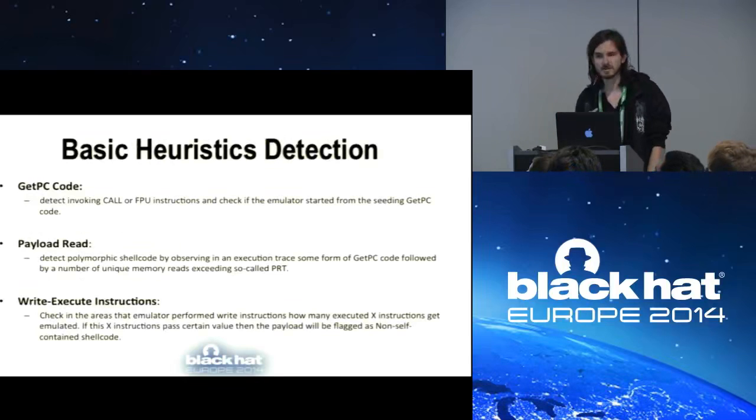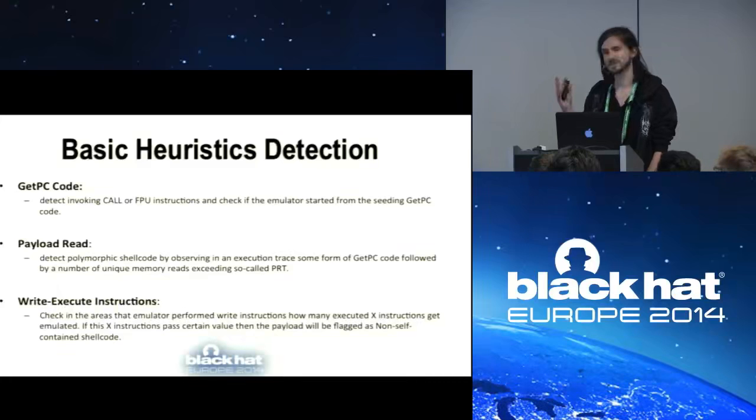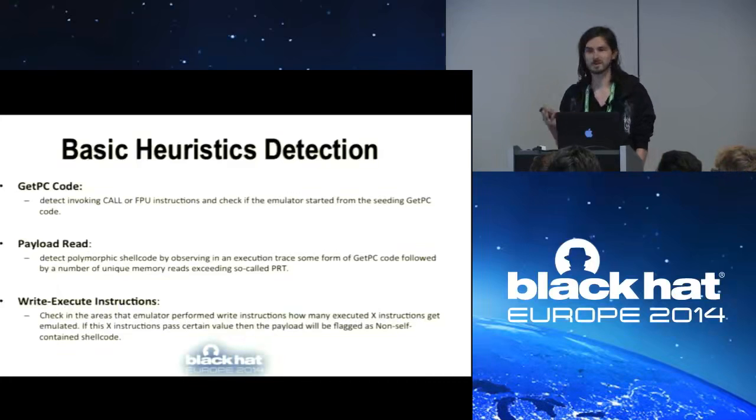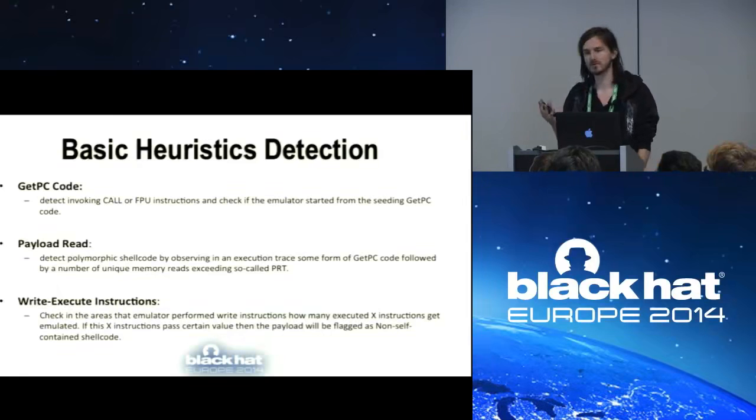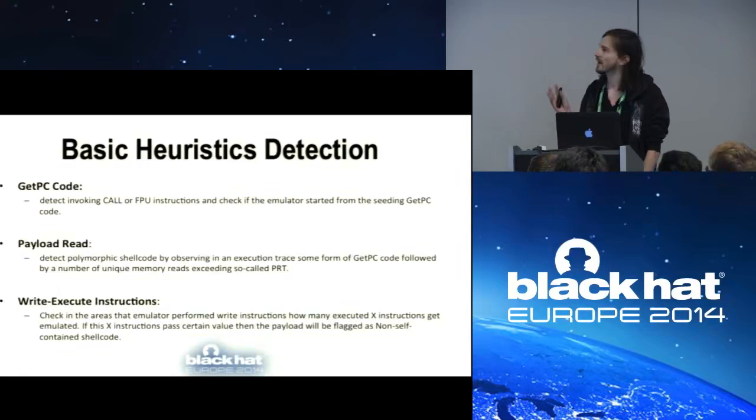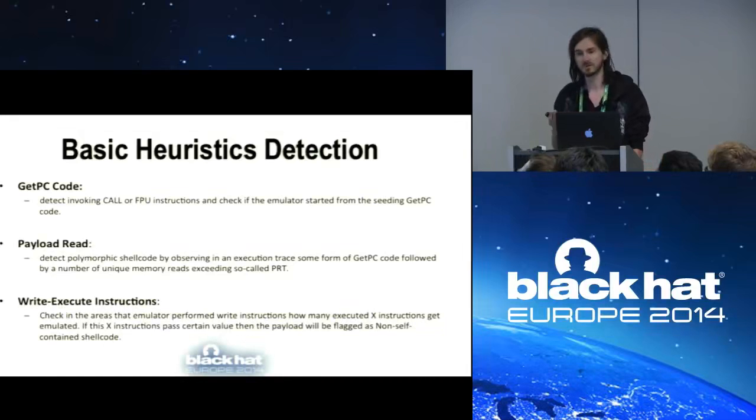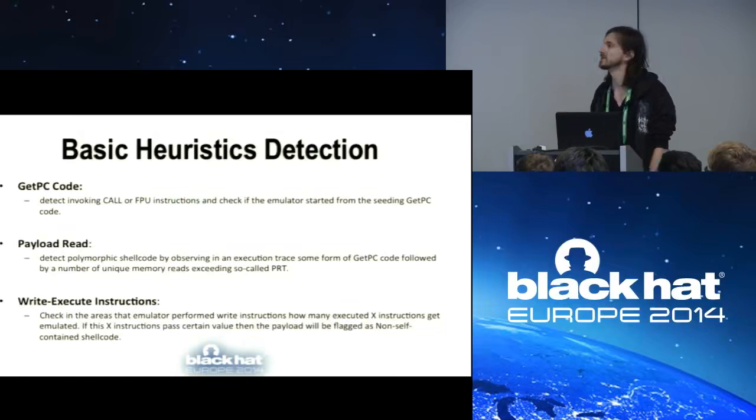So there are several heuristics which are used to detect shellcodes. The first and the primary one is getPC code detection. Obviously it already detected some getPC seeding instructions, which is why it marked it as potentially suspicious. And if the shellcode subsequently refers to the memory location where that program counter was stored, it considers it as malicious because it executes getPC code.